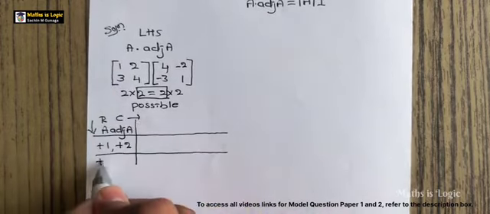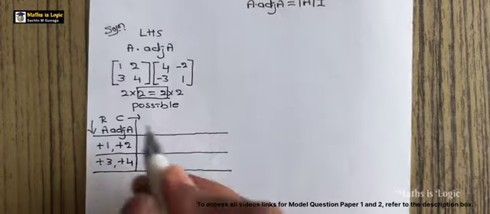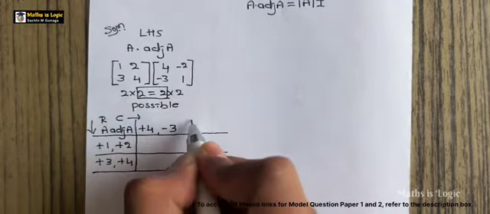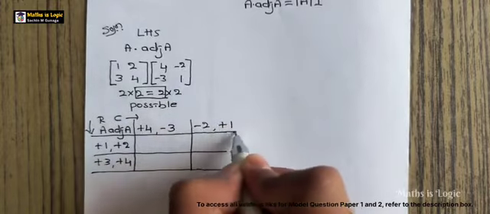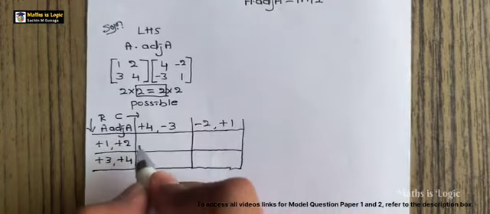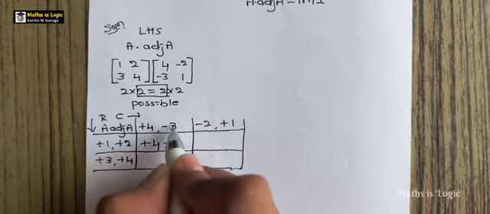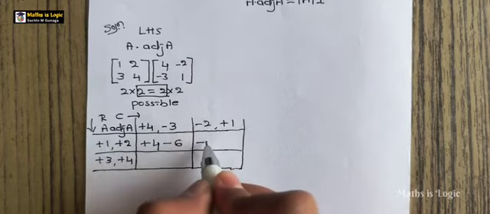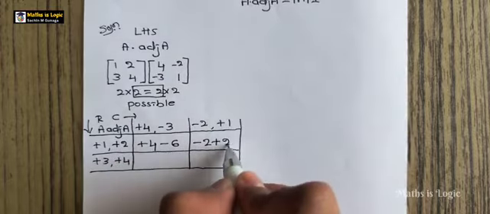Second row +3 +4. First column +4 -3. Second column -2 +1. Multiply: plus into plus, plus 1 into 4 is 4; plus into minus, minus 2 into 3 is minus 6; plus into minus is minus 1 into 2 is 2; plus into plus, plus 2 into 1 is 2.